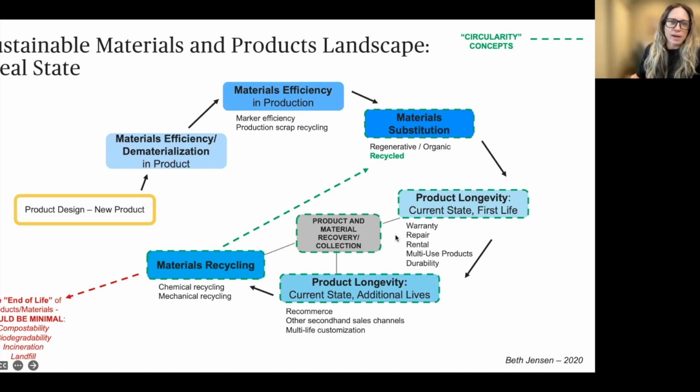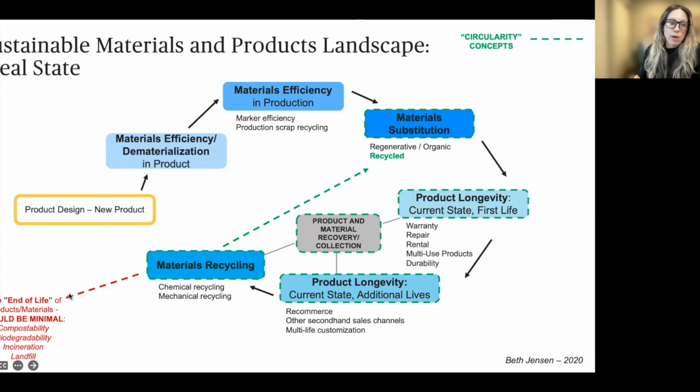And then, ideally within all of this, you have product and material recovery or collection mechanisms or infrastructure. And that's much of what really needs to be built out in the industry today. But then ideally, again, as you're recycling these materials, they're hopefully going back into this material substitution phase, right? So again, looking at really closing the loop once those materials have been designed once, and extracted and used in their first life and additional lives, trying to keep those materials in use as long as possible.